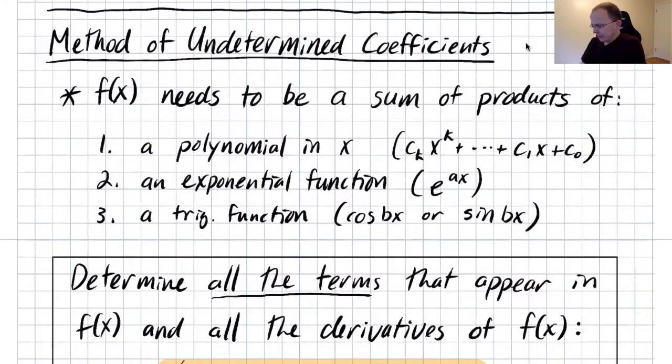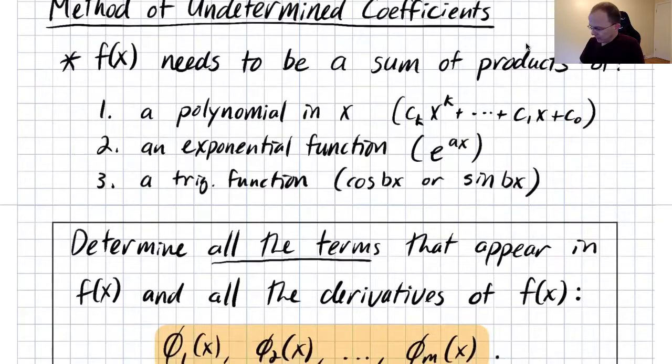That f of x needs to be a product of a polynomial, an exponential, and a cosine or a sine function, and then we can add up a bunch of those types of terms. So it's a sum of products of a polynomial, an exponential, and a cosine or sine function. If f of x is of this form, then this method of undetermined coefficients is guaranteed to do the trick, and we'll be able to find a particular solution.